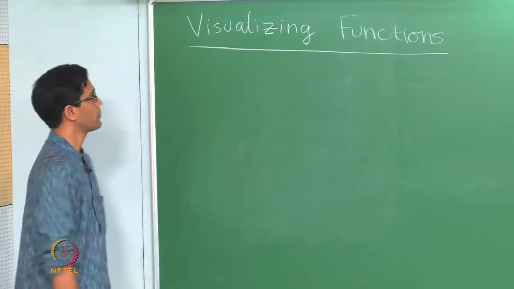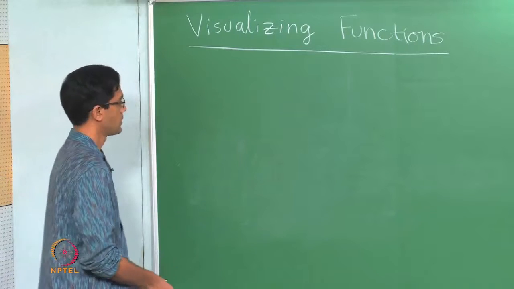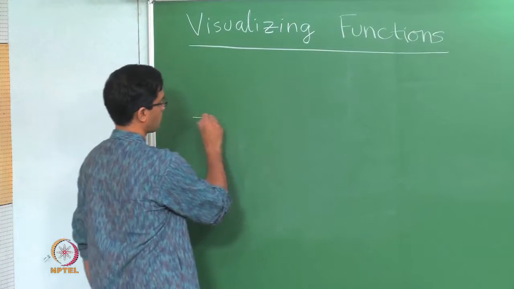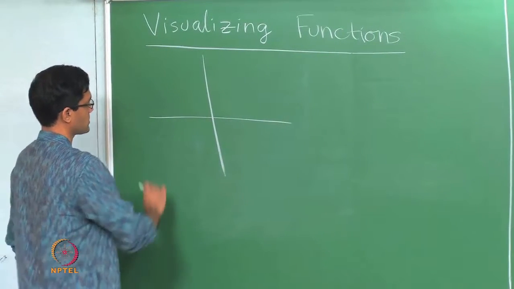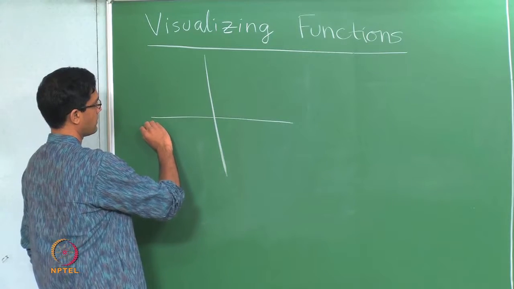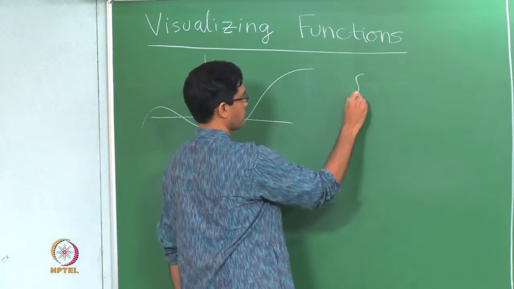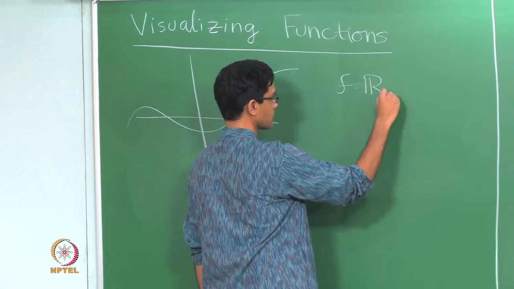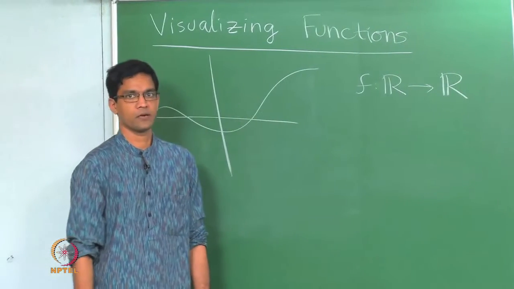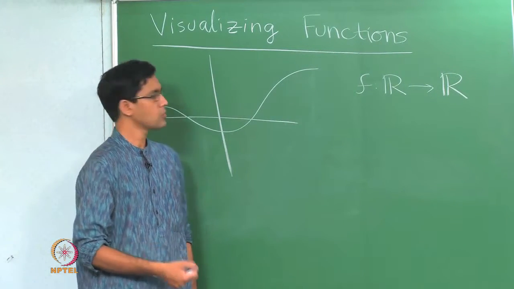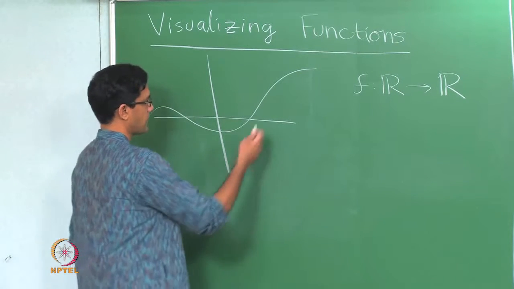Okay, welcome back. Today what we are going to talk about is the notion of visualizing functions. So recall last time we talked about the usual definition of functions, or the usual context in which functions appear, as functions from the set of real numbers to the set of real numbers. So here is our usual mental picture of a function. It has domain the real numbers and codomain also the real numbers, and such a function is best represented as a graph.